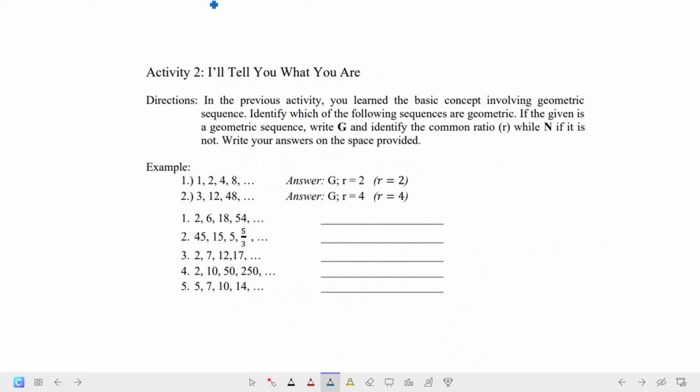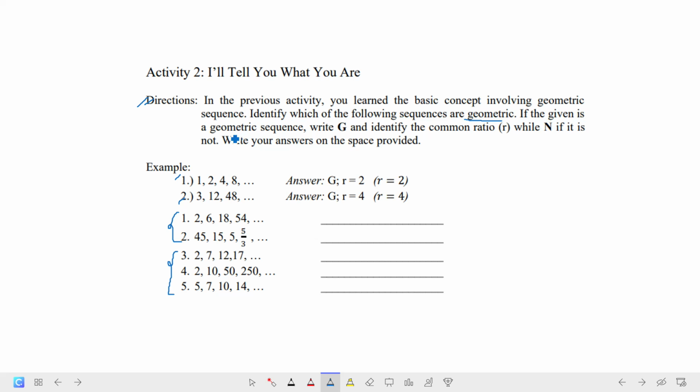Okay, this is the direction of your activity. I will do 1 and 2, and yours is 3 to 5. So this is the example: 1, 2, 4, 8, and 3, 12, 48. So before that, let us read the directions. In the previous activity, you learned the basic concept involving geometric sequence. Identify which of the following sequences are geometric.